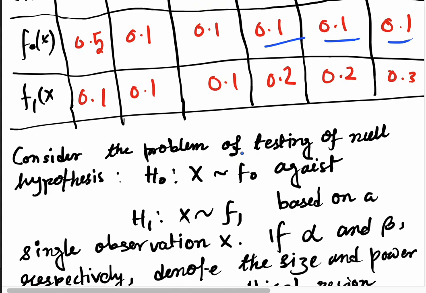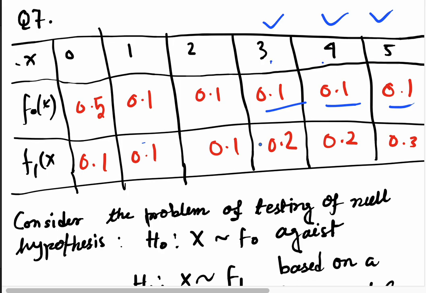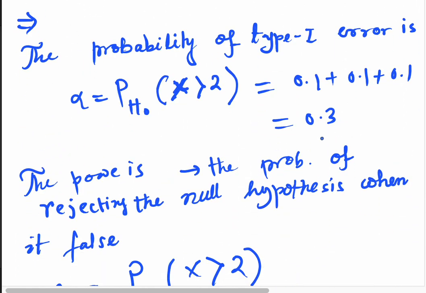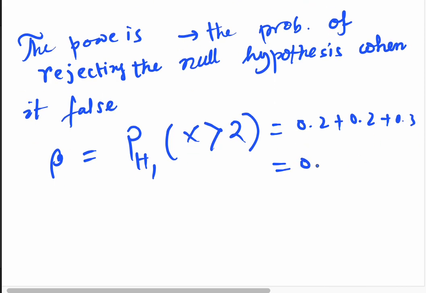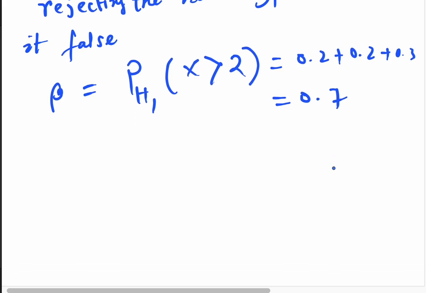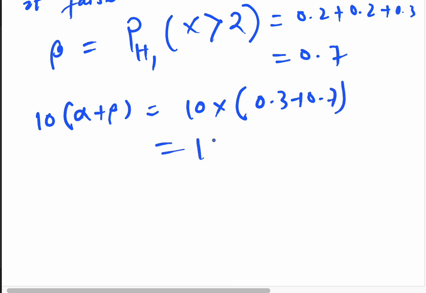So under H1, what is the probability that x is greater than 2, that is 3, 4 or 5? That is 0.2 plus 0.2 plus 0.3, which is 0.7. Then 10 alpha plus beta will be 10 times 0.3 plus 0.7, so that is 10. So that is the answer.